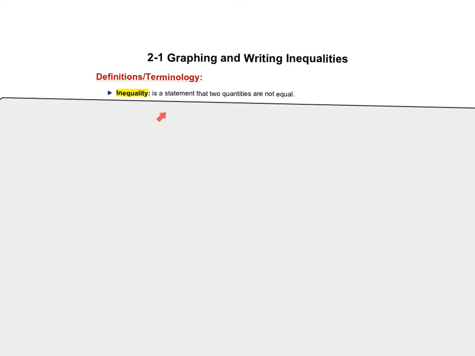The word inequality is a statement that two quantities are not equal. It does not mean that they're not exactly equal, but it just means that there's a different way of setting up the relationship between two quantities. So if something is not equal, you can also be greater than, less than, greater than or equal to, or less than or equal to. At times, instead of an equation or an equality, you will see an inequality, which uses these symbols.